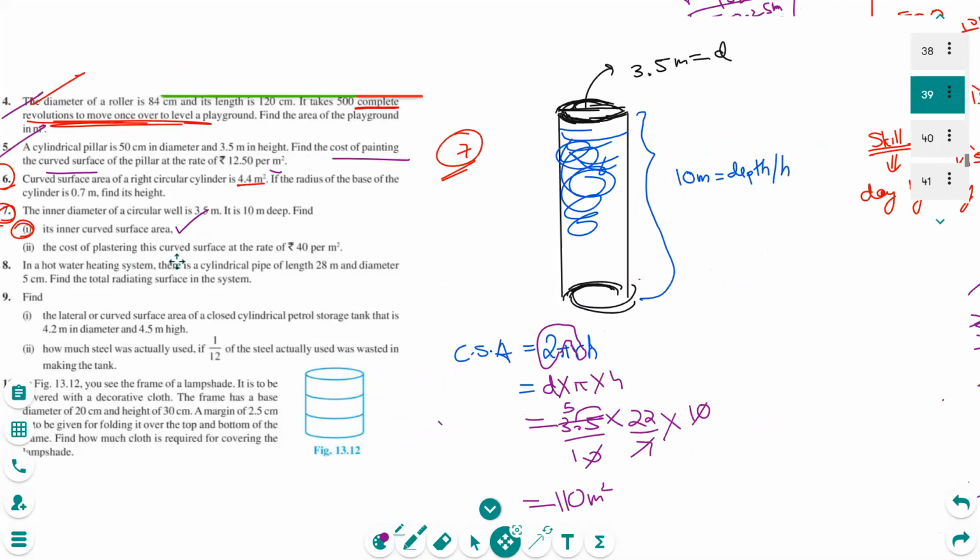The second part, the cost of plastering this curved surface area, I need you two people to do it. I have my area, and per meter square is 40. What will be the cost for this one? It's very easy, you can just multiply it here. 4,400, right? So is this clear? 1 meter square costs 40 rupees, so 110 meter square will cost this many rupees. So it's called the unitary method. So, 4,400 rupees. That's my question number 7.